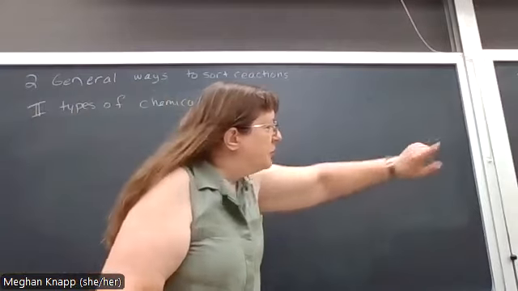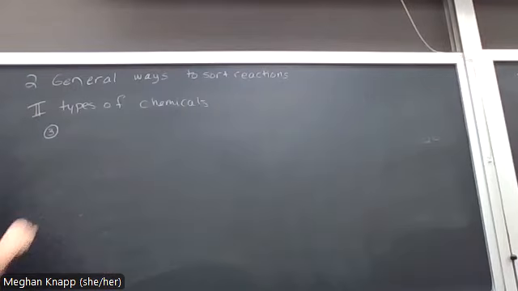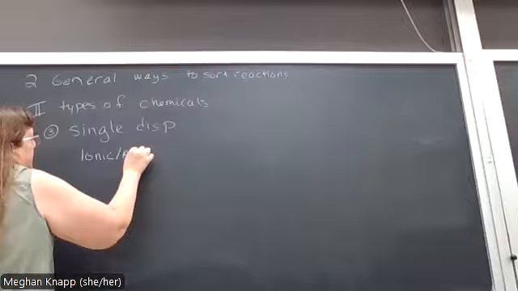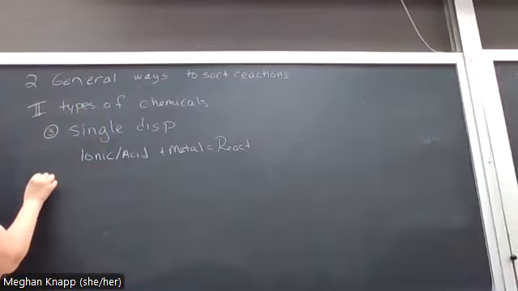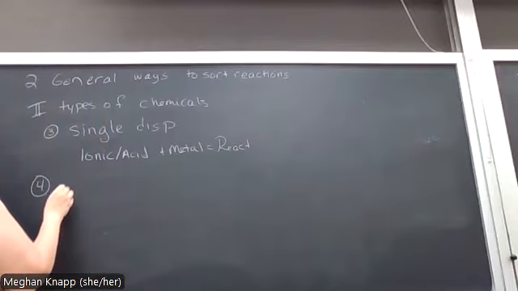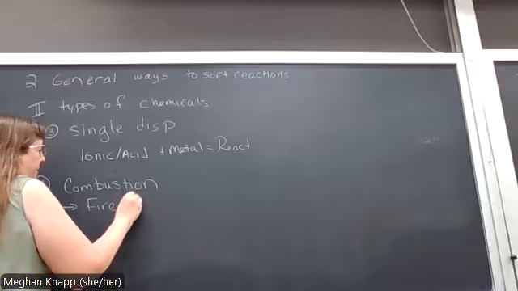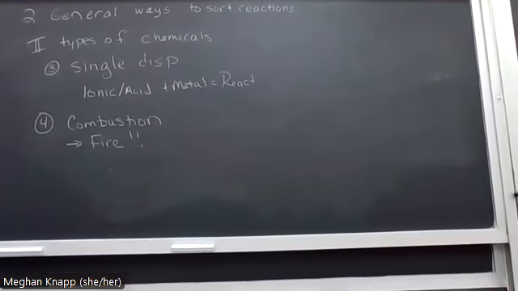So if we call precipitation 1, neutralization 2, 3 would be, again, single displacement. It just doesn't really change a whole lot. So we're going to have ionic or acid plus a metal as a reactant. And then 4, combustion. Combustion means there's fire involved. So you're going to have a reaction that is a synthesis reaction, but is also going to be a combustion reaction because it's going to involve fire.